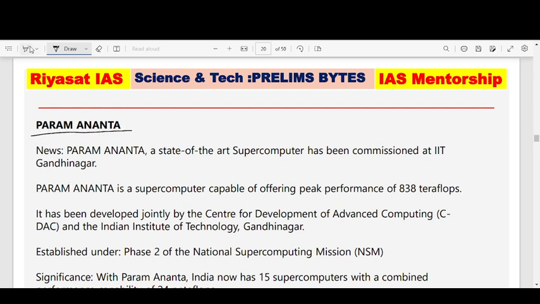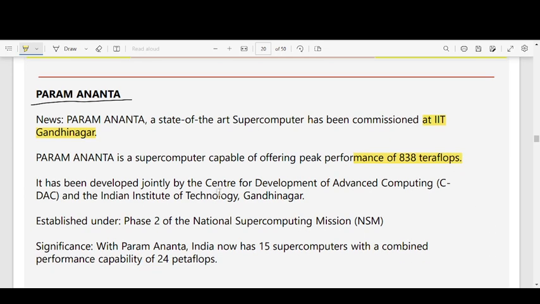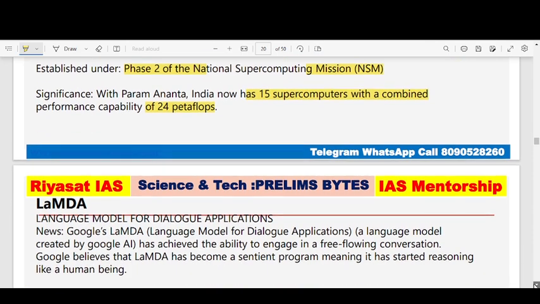Very important. It has been commissioned at IIT Gandhinagar, Gujarat. It provides a performance of 838 teraflops. Clear? It is developed by two institutions, CDAC and IIT Gandhinagar, and it came under phase 2 of NSM. Clear? Now with Paramanant, India has 15 supercomputers with a combined capability of 24 petaflops. After teraflops, peta comes. Clear? So with this, I think we have completed the part on supercomputers.